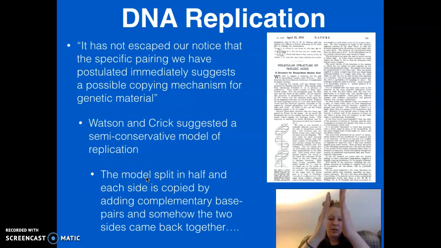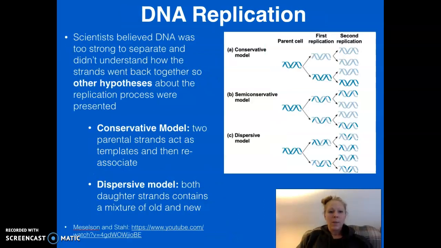So if you have your two sides of DNA, they're split in half, and one side is copied, and then the other side is copied, and then you have two separate strands of DNA, which we know as a semi-conservative approach. However, there were other scientists that had other ideas.